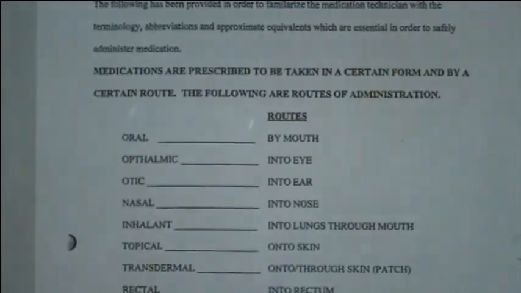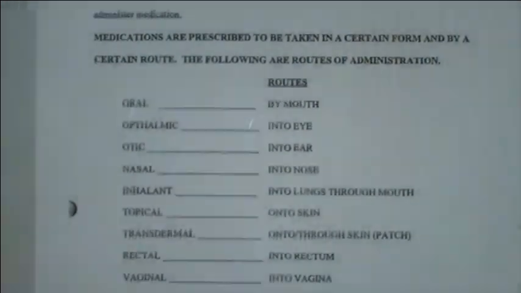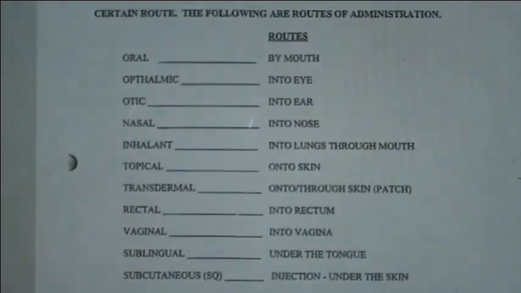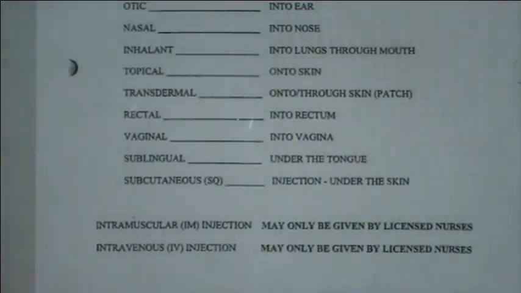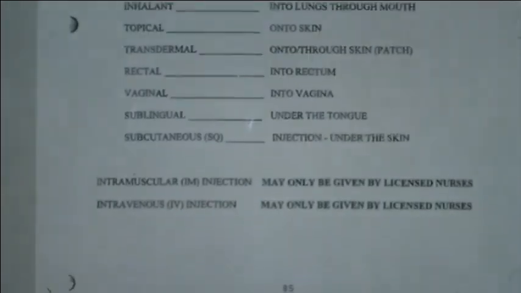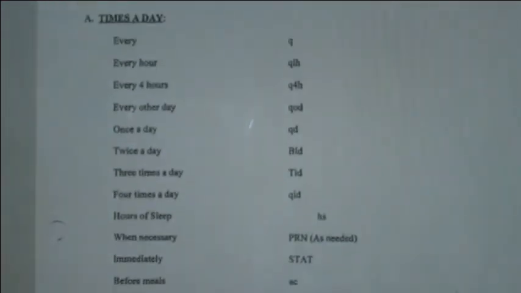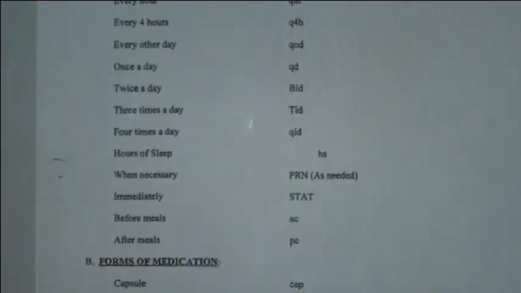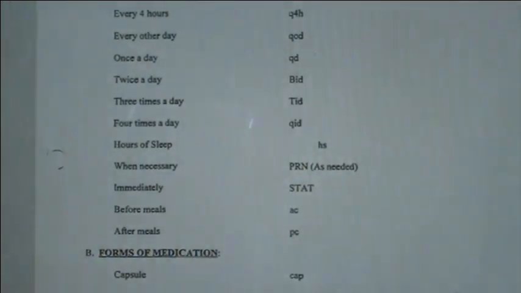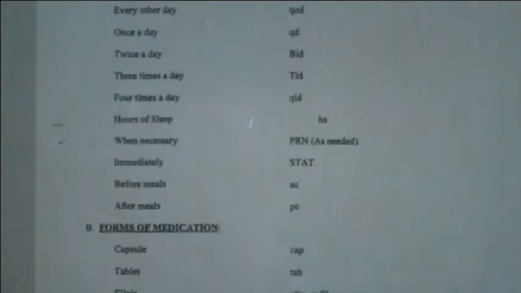So here, in this section here, let's go through a few abbreviations. The route, oral is by mouth, ophthalmic is in the eye, otic is in the ear, nasal is in the nose. So you can go through the rest of those. And then some more commonly used abbreviations and terminology. Q means every. Q1 hour, that's every 1 hour, every 4 hour. QOD every other day.